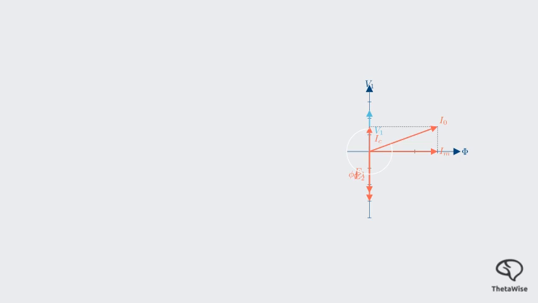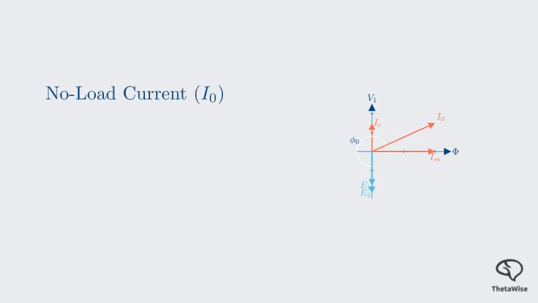This vector diagram is a crucial tool. It visually explains the phase relationships that govern transformer operation. Now that we understand the diagrams, let's connect them to the mathematical formulas we need for calculations. We'll use the diagram we just drew. First, the no-load current, I sub 0. As we saw, it's the vector sum of two components.